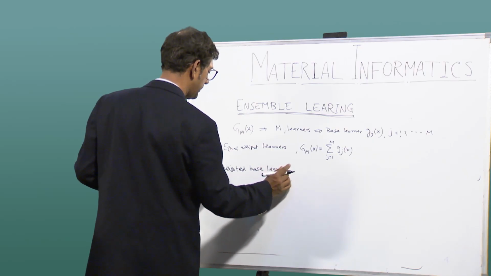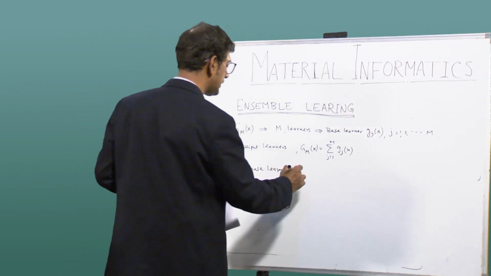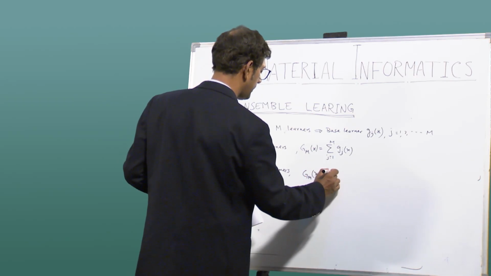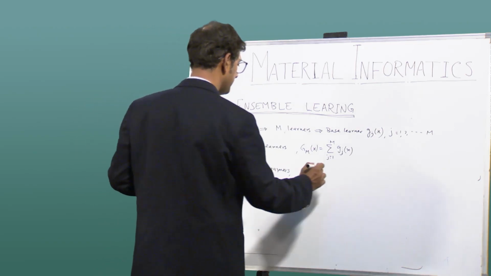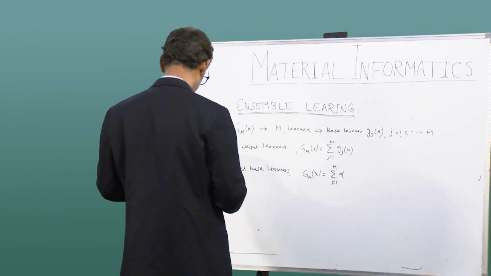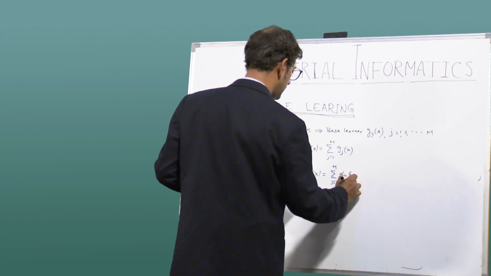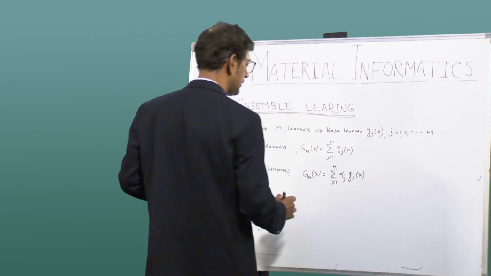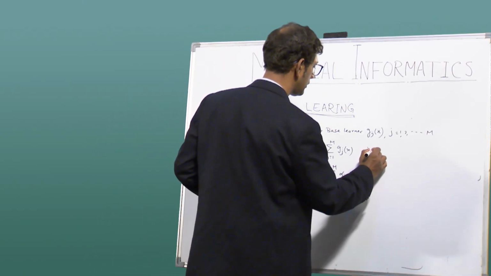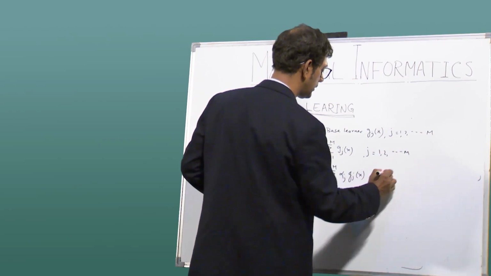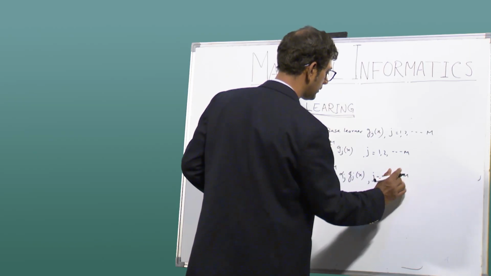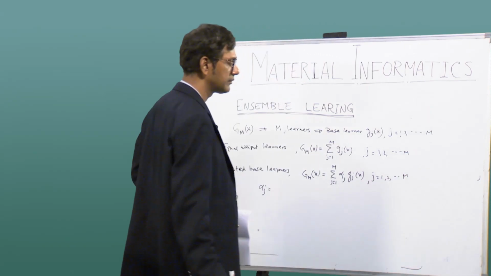If you use weighted base learners, then this G_M(x) will change. This will become the sum over j from 1 to M of alpha_j g_j(x), correct. For alpha_j, obviously j varies, here also j varies from 1 to M, here also j varies from 1 to M, right. Can you see that very clearly?